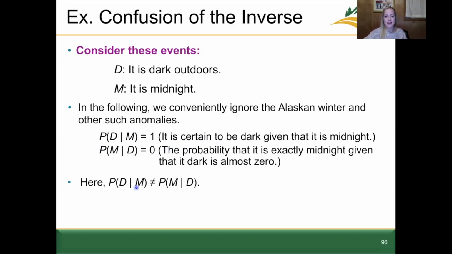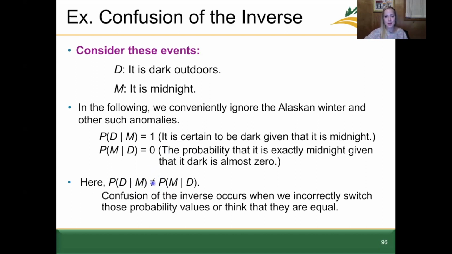This is a clear example where this probability does not equal this probability. If we were to incorrectly confuse the inverse, which we're not going to do, it's where we would incorrectly switch these probability values or think that they're equal, which clearly they're not. Again, what this comes down to is being really careful about what event A is and what event B is, and really thinking critically about the true probability of this event being contingent on this event.